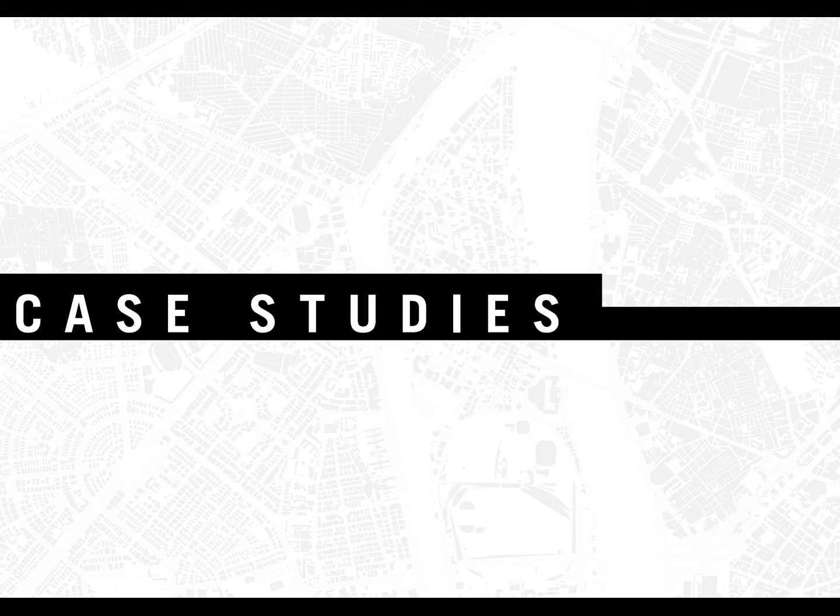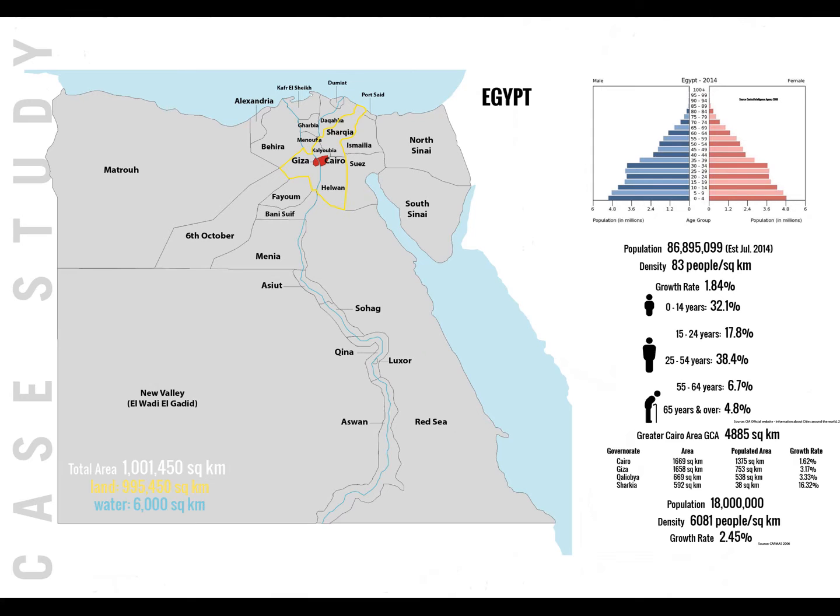Moving on to the case study, Egypt has a population of almost 87 million with a density of 83 capita per square kilometer and a growth rate of 1.84%. Cairo is part of the Greater Cairo Region, GCR, located in northern Egypt, with an area of 4,900 square kilometers and a density of 6,000 people per square kilometer.